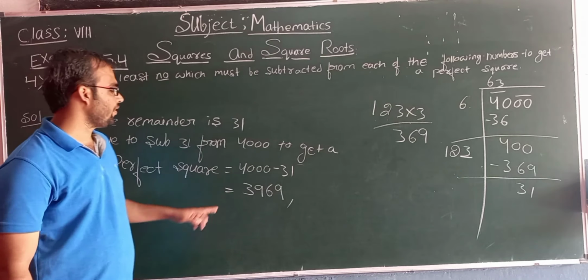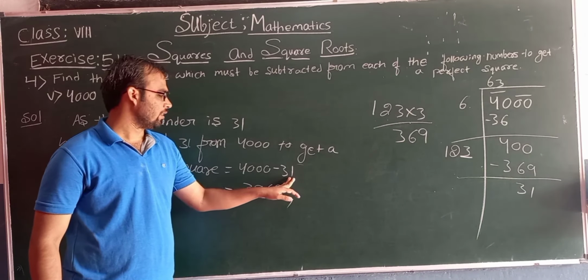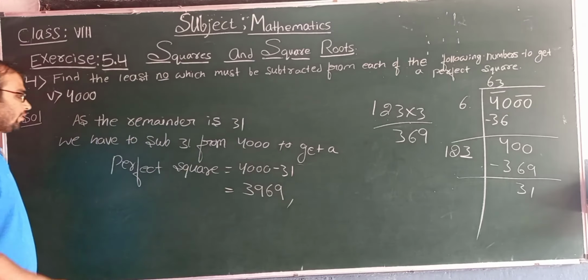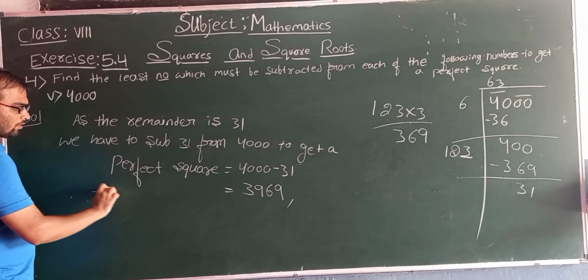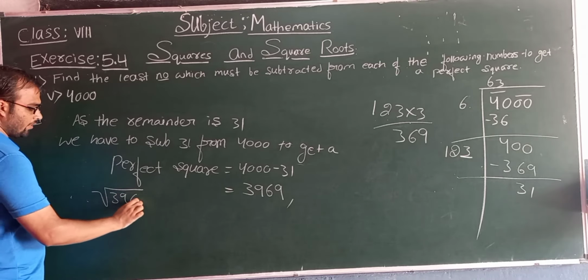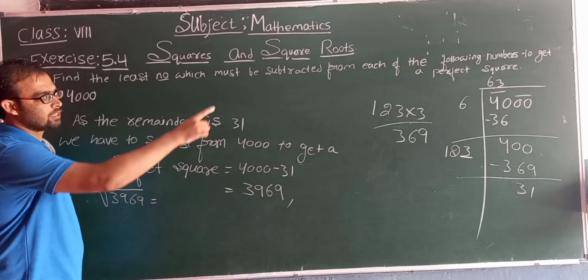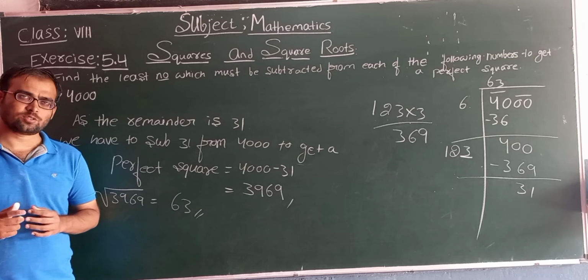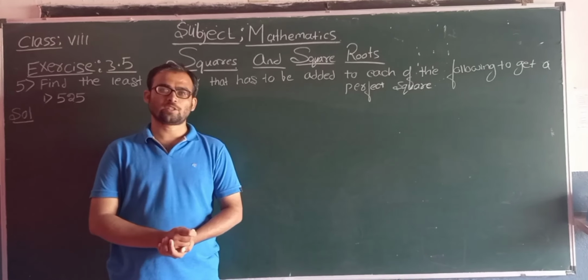Okay, students, so when we subtract 31 from 4000, what are we getting? 3969. Therefore the square root of 3969 is what? That we need to take. The square root of 3969 is what? 63.